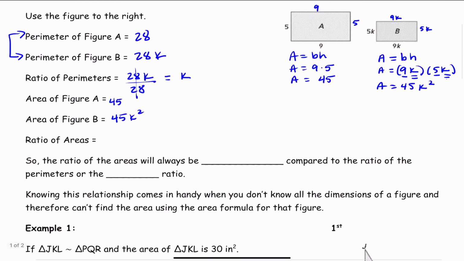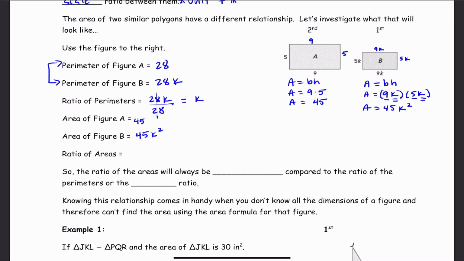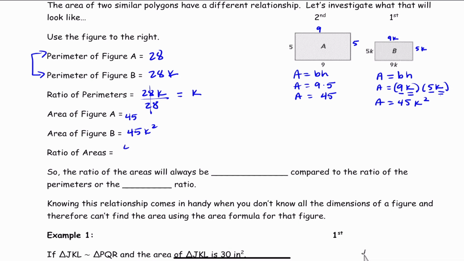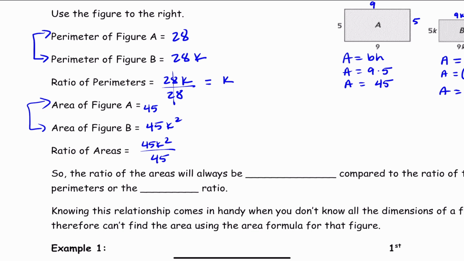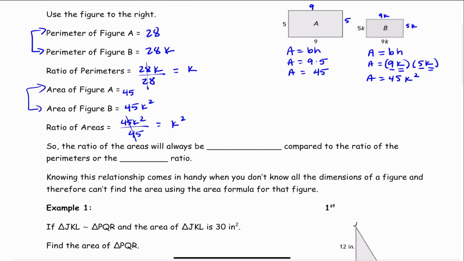So area of figure B is 45k squared. Now, let's take the ratio between the first over the second in terms of the areas. So it's going to be 45k squared over 45. Again, I'm taking the ratio between these two figures here. It's going to be the first over the second in terms of area. 45k squared divided by 45. Okay, remember, we're going to have to reduce, so I got to cancel the two 45s there. So I'm left with k squared. So the ratio of the areas will always be squared, right?